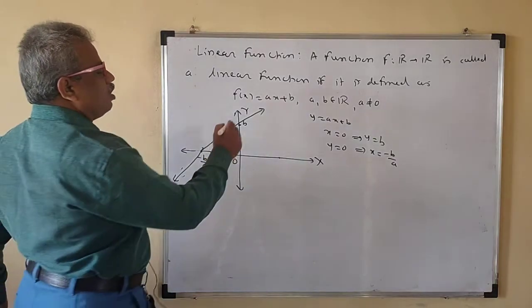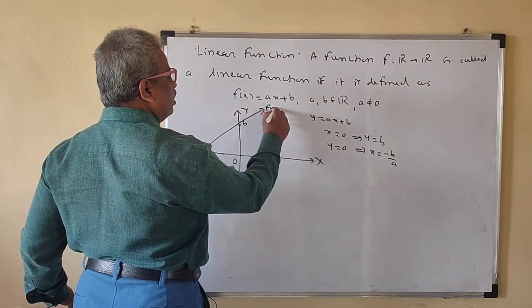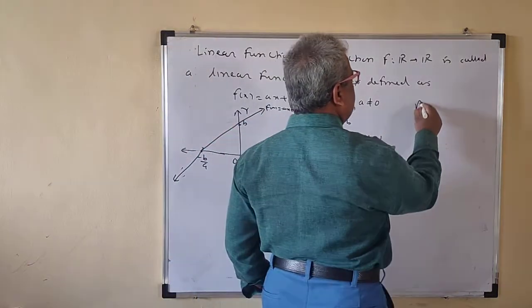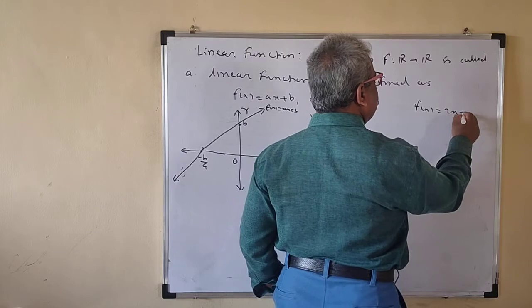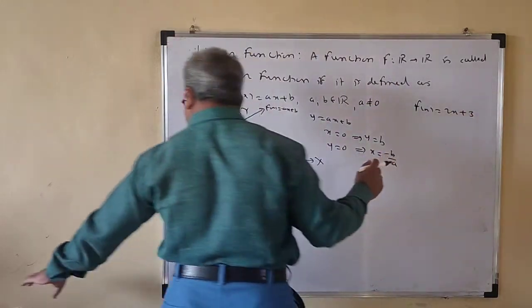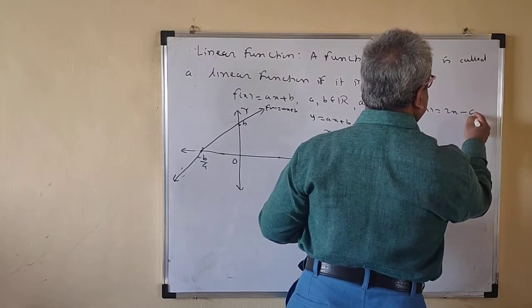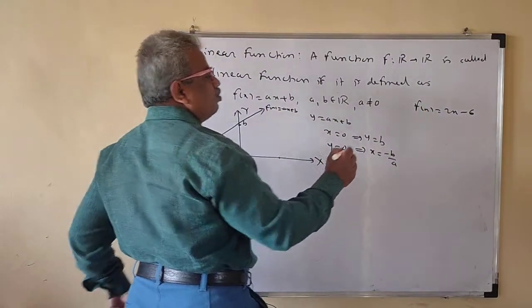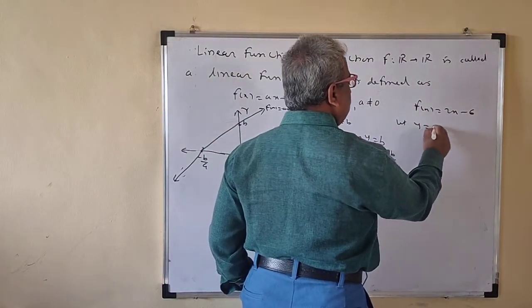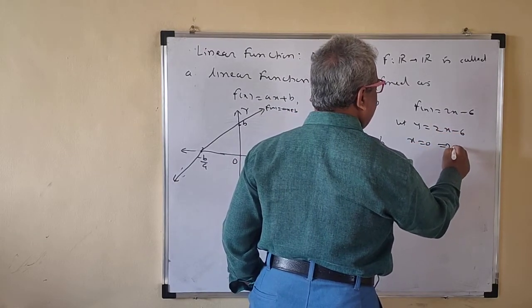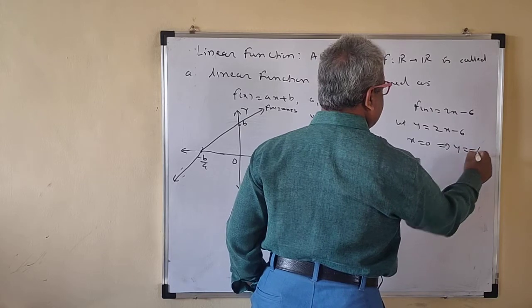Okay, so this is what f of x is equal to ax plus b. For example, if you have the function f of x is equal to twice x minus 6. Okay, so let y is equal to twice x minus 6. Okay, x is equal to 0 implies that y is equal to minus 6.